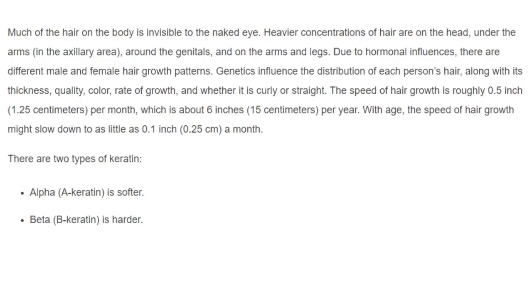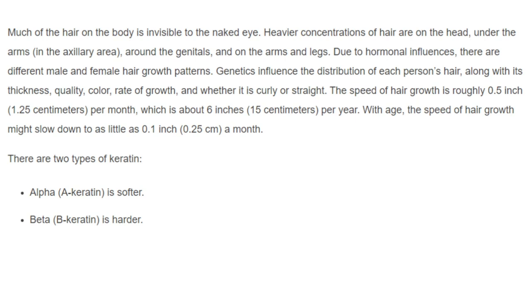Much of the hair on the body is invisible to the naked eye. Heavier concentrations of hair are on the head, under the arms, in the axillary area, around the genitals, and on the arms and legs. Due to hormonal influences, there are different male and female hair growth patterns.